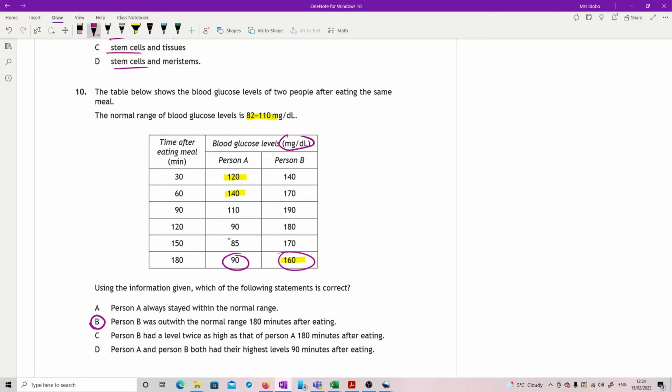Person A and B both had their highest levels 90 minutes after eating. So here's your 90 minutes after eating. Person A was. Person B, where we're going, 190. And that drops down as well. Oh, sorry. No, I was thinking that person A is actually 140. So B is right, A is not. Sorry, a little bit waffly, but don't think I'll stop and change stuff. So B.